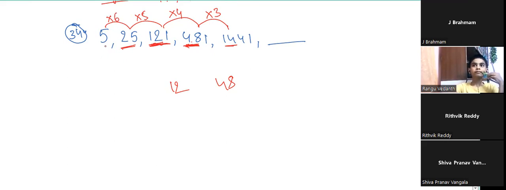Now you write plus or minus something. 5 sixes are 30. 30 minus how much is 25? Minus 5. Then 25 fives are 125, minus 4. 125 minus 4 is 121, 4 times is 484, but it is minus 2.